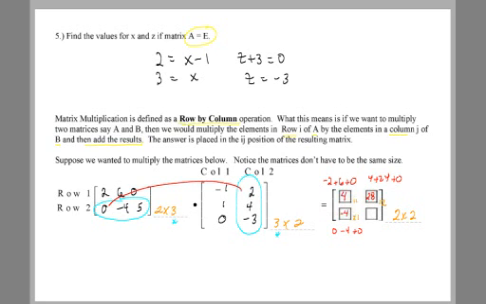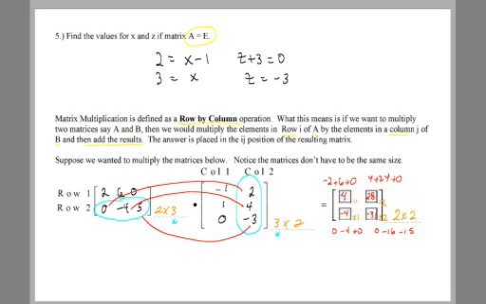0 times 2, -4 times 4, 5 times -3. So 0 times 2 is 0, -4 times 4 is -16, and 5 times -3 is -15. Adding those three results gives me a -31, and notice I placed that in the second row, second column position.